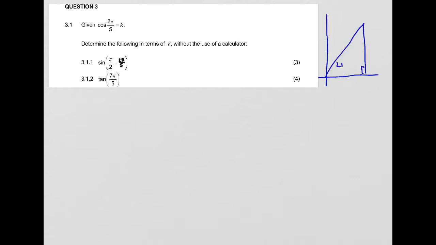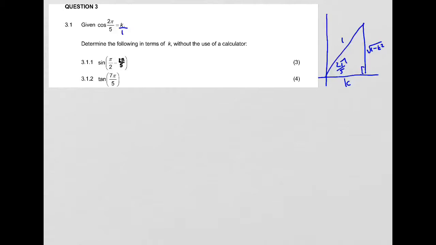The angle is 2 pi over 5. And remember that this k represents k over 1 if we had to represent that ratio as a fraction. So k is our x value, 1 is our r value, and then by Pythag, we work out that the y value is the square root of 1 minus k squared.